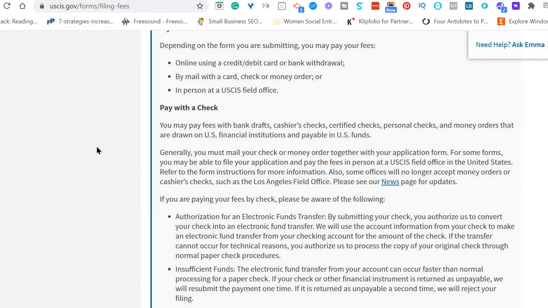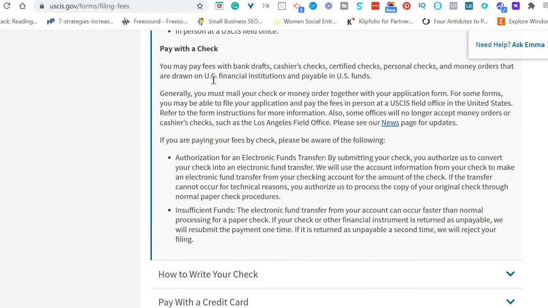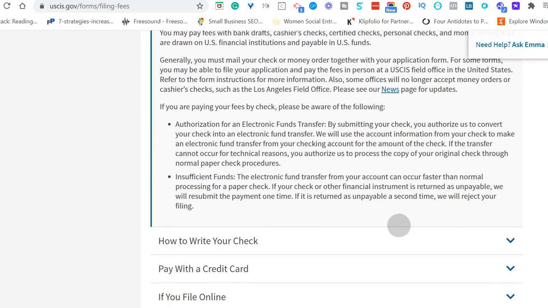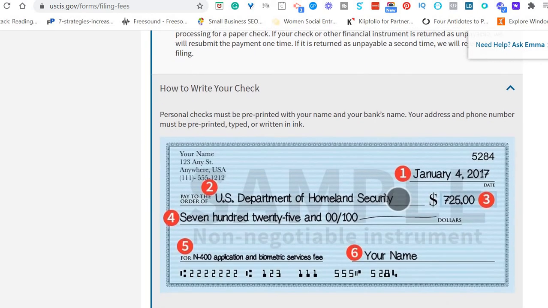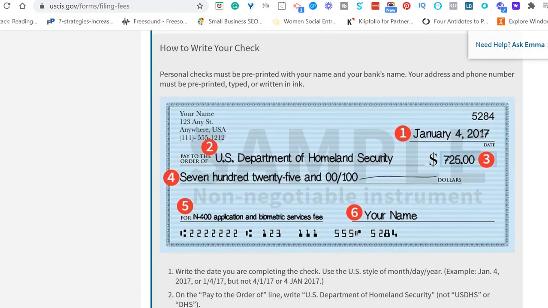So we've decided to pay by check. So pay with check. You may pay fees with bank drafts, cashier's checks, certified checks, personal checks, and money orders that are drawn on U.S. financial institutions and payable in U.S. funds. So you can read this if you would like. I will not take longer on this. Here you have also instructions on how to write a check.